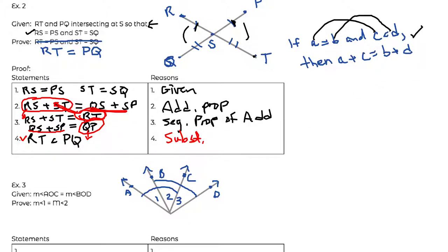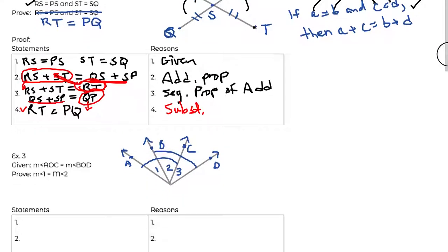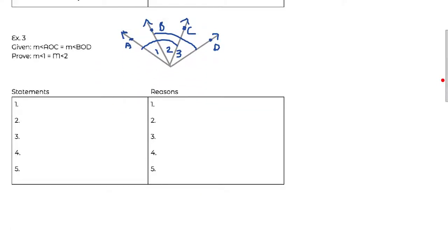So let's try one more for this video. This one's with angles, the same idea though. We're given angle AOC, A, this is O, C, equals BOD. And we're supposed to prove that angle 1 is congruent to angle 2. So we have the two outer ones, with the middle one included, that are congruent.